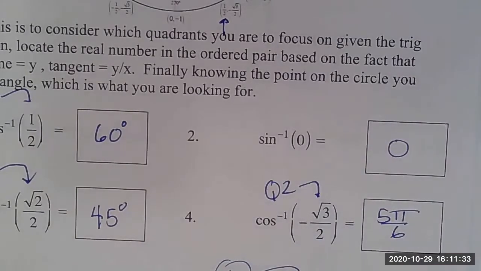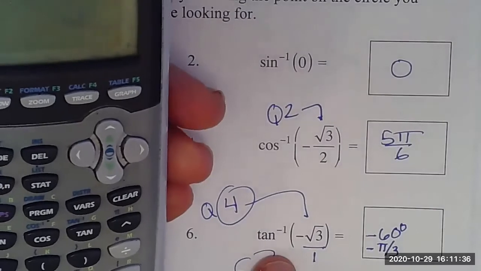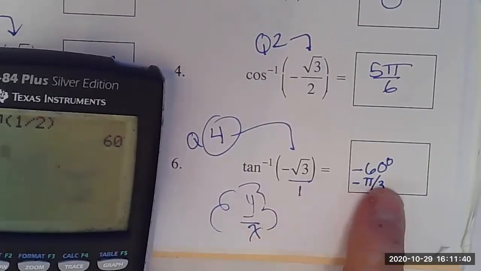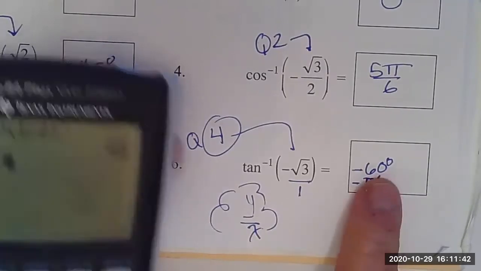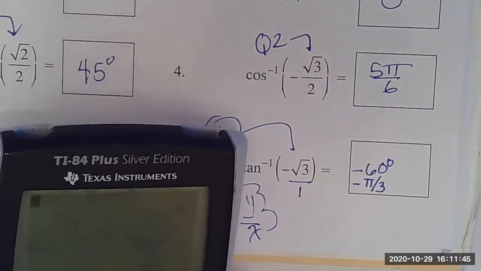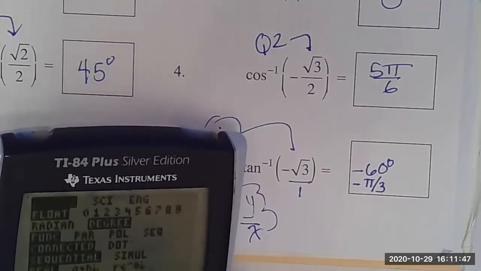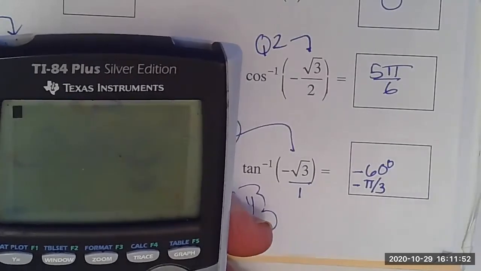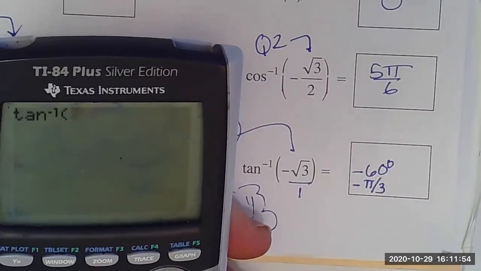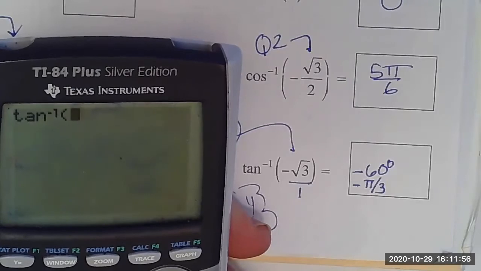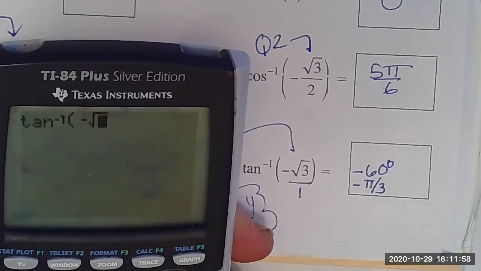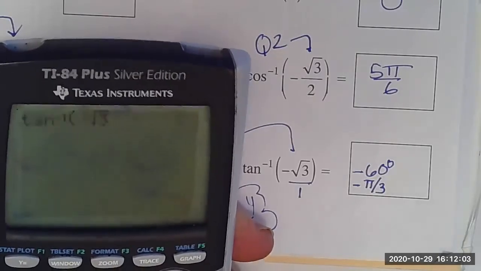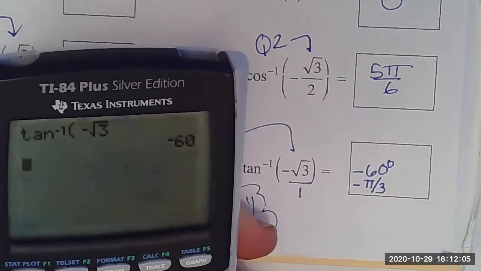Okay, how are you going to test that? If I go tan inverse of this and look at the answer, let's say it's degrees again. Mode. Oh, yeah, degree. Okay, tan inverse of negative root 3, enter. Oh, negative 60 degrees.